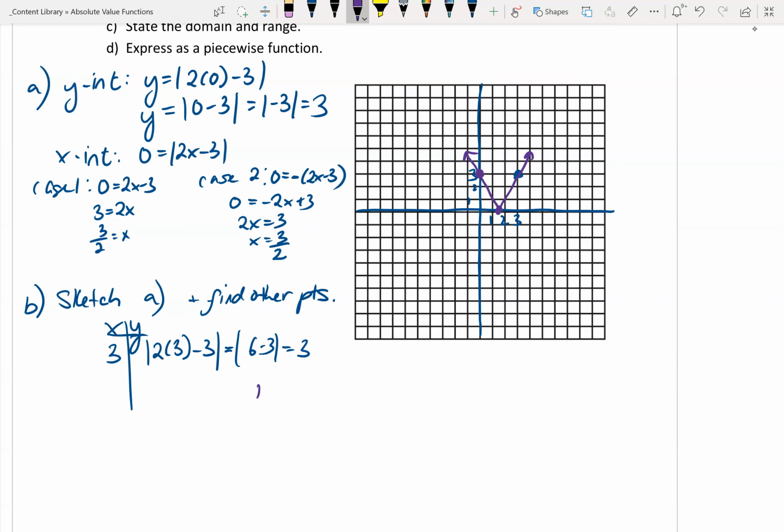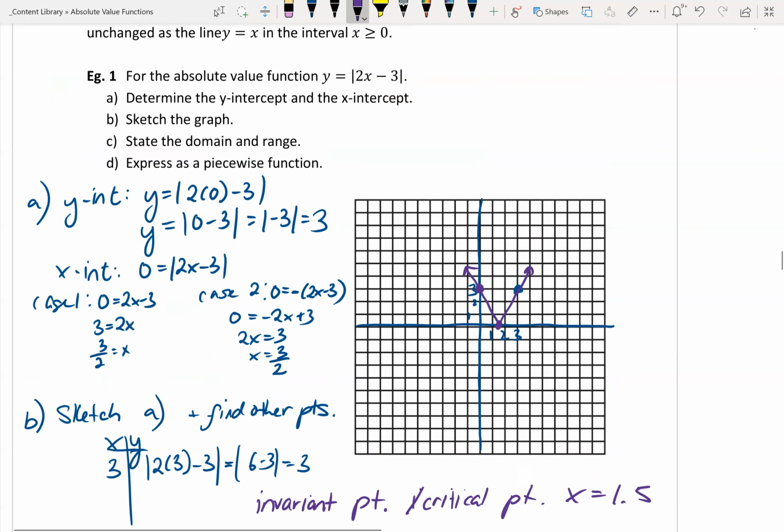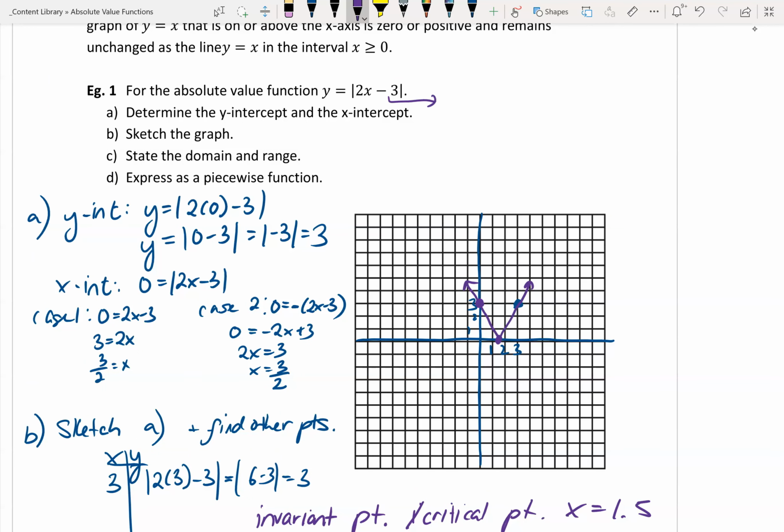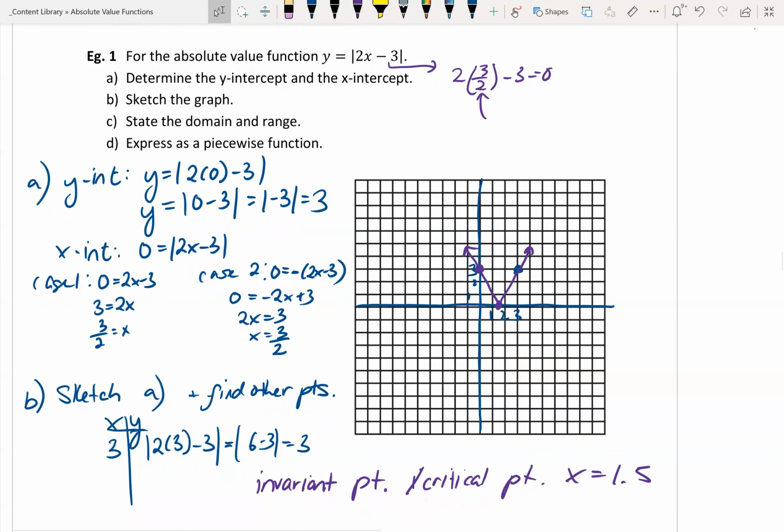Take a note that our invariant point, or our critical point, is x equals 1.5. If we wanted to obtain this, you can see right away that in order for this to be 0, we would need 2 times 3 over 2 minus 3 to get 0. And this would give us our invariant point. Very similar to how you would read the vertex of a quadratic.